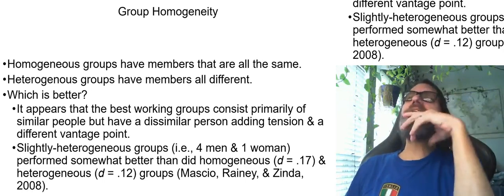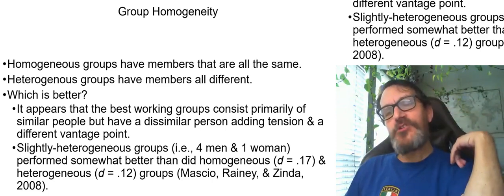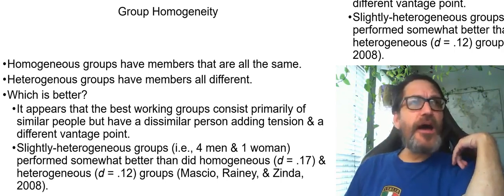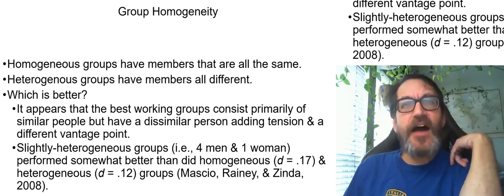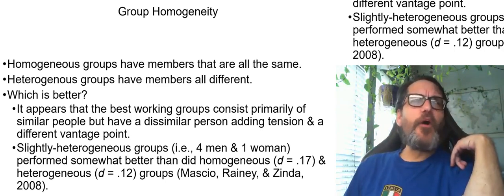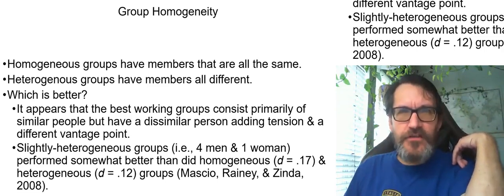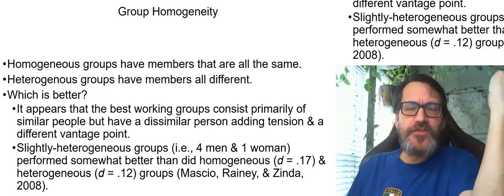Another issue that impacts the effectiveness of groups is homogeneity. A homogeneous group has a whole bunch of members that are exactly the same. Heterogeneous groups have members that are all different. And by same or different, you could mean gender. A homogeneous group could have 5 males in it. But it could also be a group where every single member is high in extroversion. So it could be personality factors that define what equals homogeneous or heterogeneous.